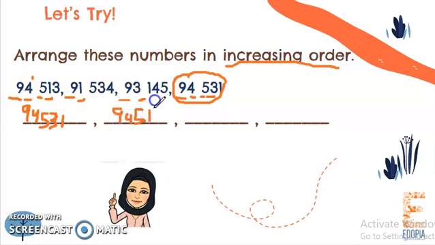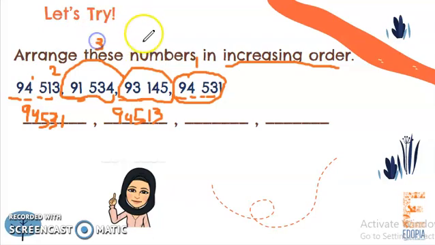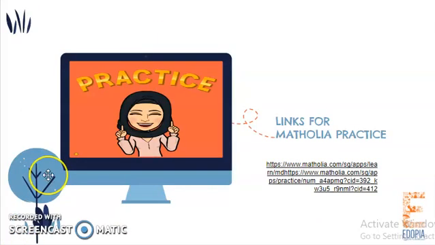Now let's compare the next two numbers. So here we have 91,534 and 93,145. So in thousands place we have 1 here, and in thousands place we have 3 here. This means this number is the third greatest number, and this one is the smallest one. So I'm just going to mark this 1, 2, 3, and 4. I hope you all have understood how to compare and order the 5-digit numbers from smallest to greatest and greatest to smallest.